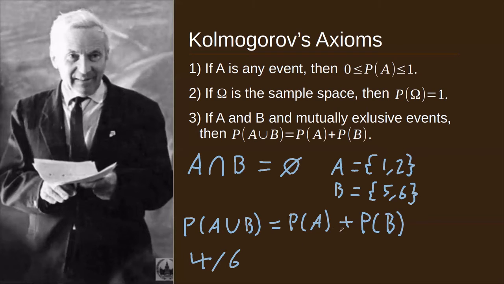And on the right side, we have the probability of A, which should be 2 out of 6 because we have 2 outcomes. The probability of B, 2 out of 6, which is also 2 outcomes. We take the sum, and we see that this equality holds. And this is always going to be the case, given that you have two mutually exclusive events. And that's it. The axioms are really that simple. But this is the foundation upon which all of probability theory is built.